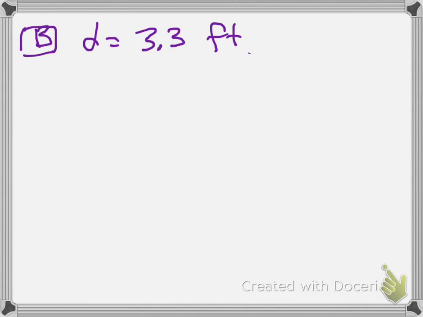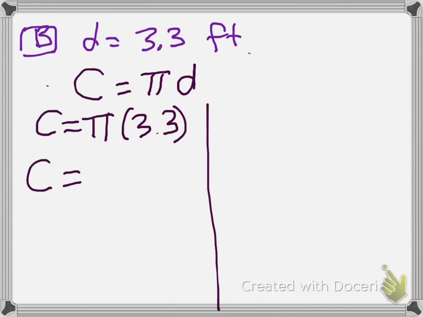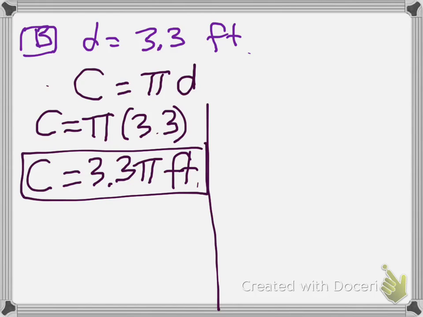Let's try example B. This time we're given the diameter, and the diameter is 3.3 feet. Since we're given diameter, we're going to use the formula C equals pi d. Again, we're going to do it both ways. We're going to leave pi times your d, which is 3.3. Now we can go ahead and finish this one off. Pi times 3.3, or 3 3/10. We write the number first, 3.3 pi, and we are in feet. And that's the answer. There's nothing else we can do.